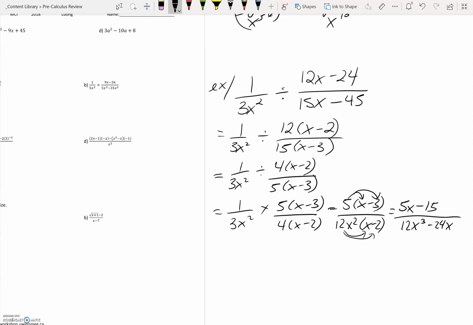Either of these forms are fine. This one is just your expanded form. This is just a factored form. But there was nothing else for us to really do here in order to simplify it further. So this is the simplest form.